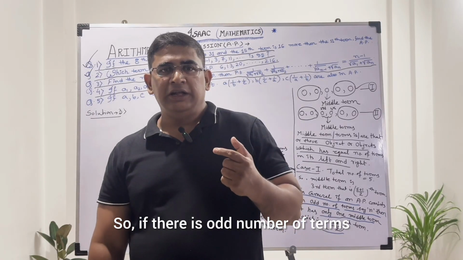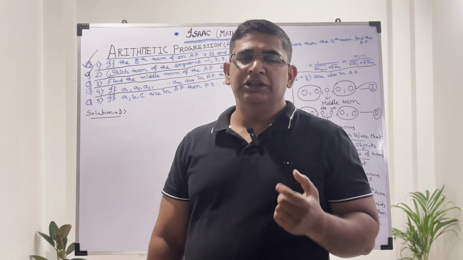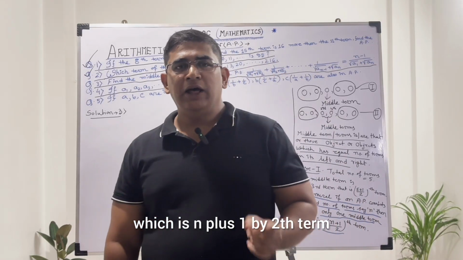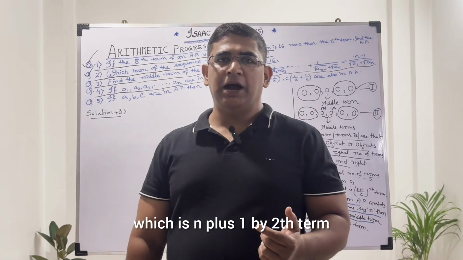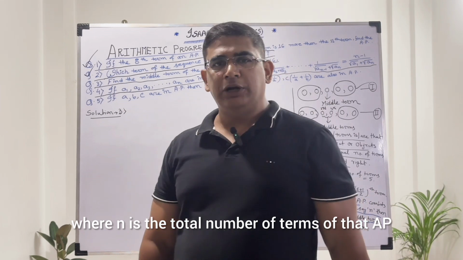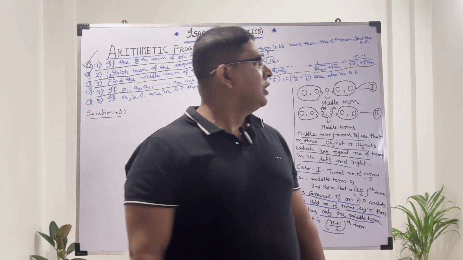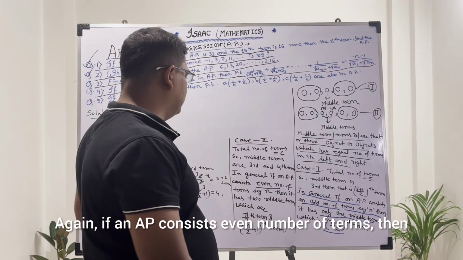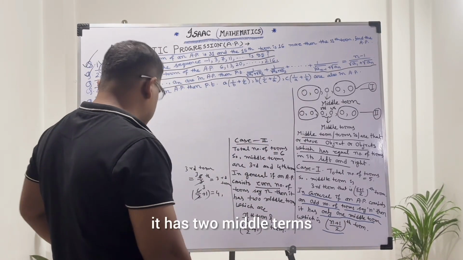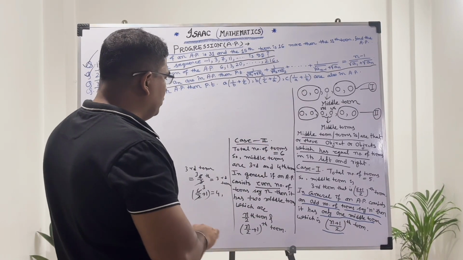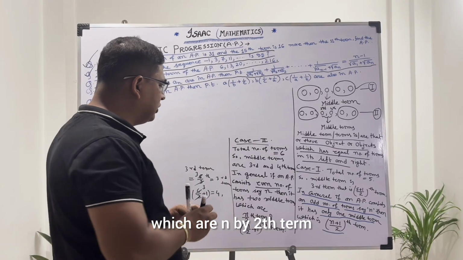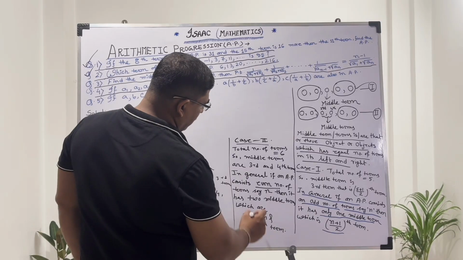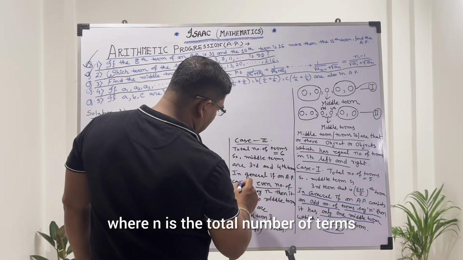So, if there is an odd number of terms, then that AP has only one middle term, which is (n plus 1) by 2 th term, where n is the total number of terms of that AP. Again, if an AP consists of an even number of terms, then it has two middle terms, which are n by 2 th term and (n by 2 plus 1) th term, where n is the total number of terms.